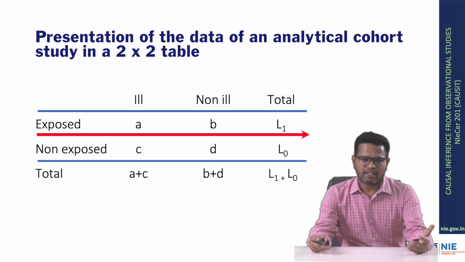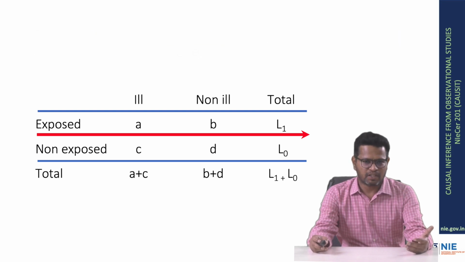We could present the data of an analytical cohort study in a 2 by 2 table. L1 is the total number of persons exposed. Among the exposed, A is the number of persons who are found to be ill. Similarly, L0 is the total number of persons unexposed. Among the unexposed, C is the number of persons who are found to be ill.